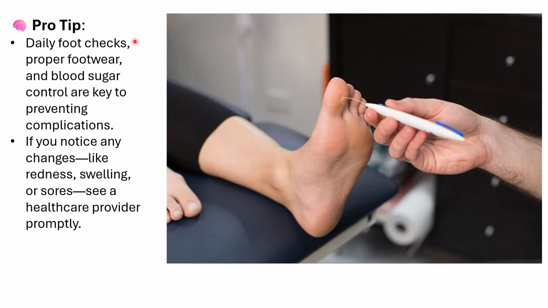Okay, so daily foot checkups are very important. Proper footwear is very important. Blood sugar control is key to preventing complications. So the bottom line is blood sugar control. So a healthy diet, eating green leafy vegetables, mixing up with Pilates, Zumba, cardio, you can walk for 2 miles. On average, I think everyone should walk 2 to 5 miles. Okay. If you notice any changes like redness, swelling, or sores, see a healthcare provider promptly.